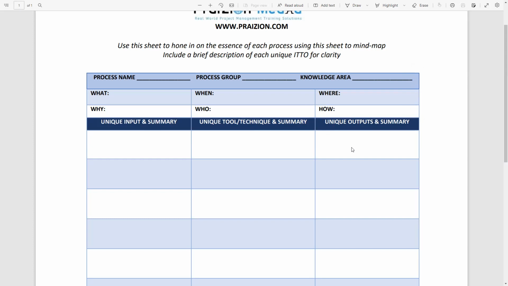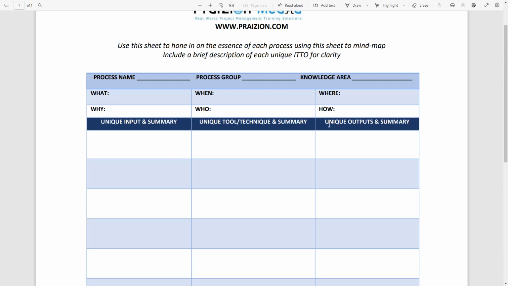For example, manage stakeholder engagement and monitor stakeholder engagement both have no unique outputs. So if you were to write down one as change requests, that would be okay. And monitor stakeholder engagement has work performance information, but it's not unique. However, there's nothing unique in the outputs. So writing that down just helps jog your memory, but that's not really what we're looking for.